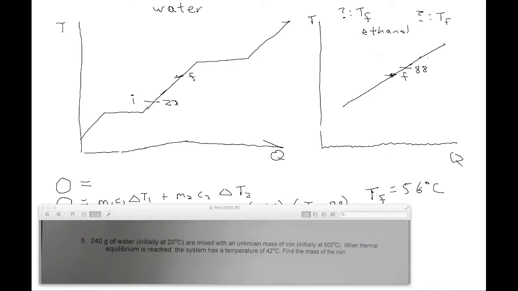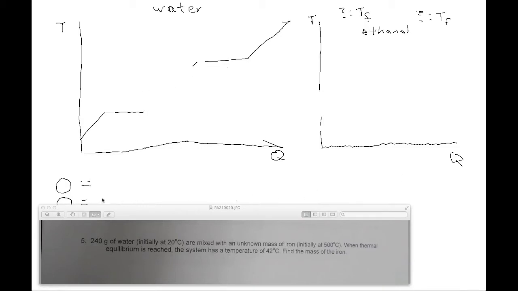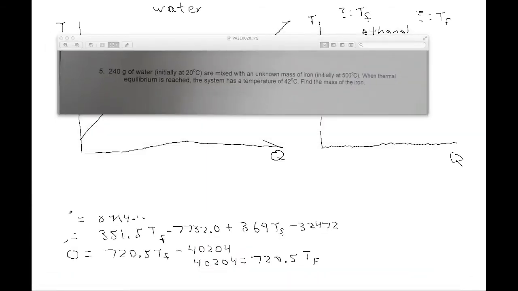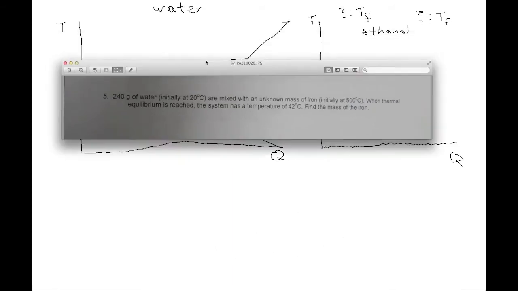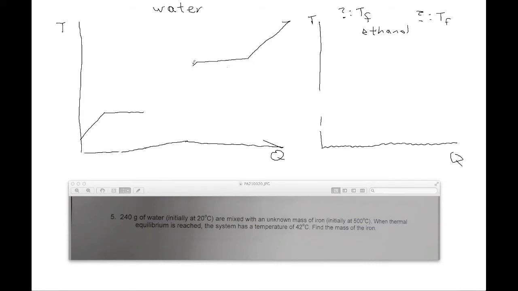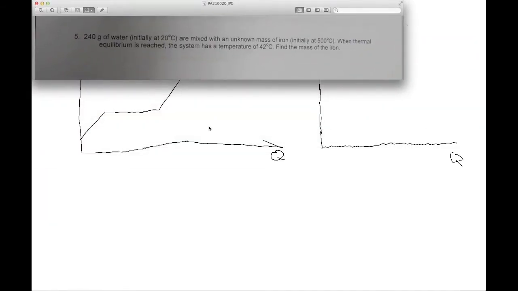Try number 5. Actually, let me have a second here to clear off my palette. Okay, 240 grams of water are mixed with an unknown mass of iron, initially at 500 degrees Celsius. When thermal equilibrium is reached, the system has a temperature of 42 degrees Celsius. Find the mass of the iron.